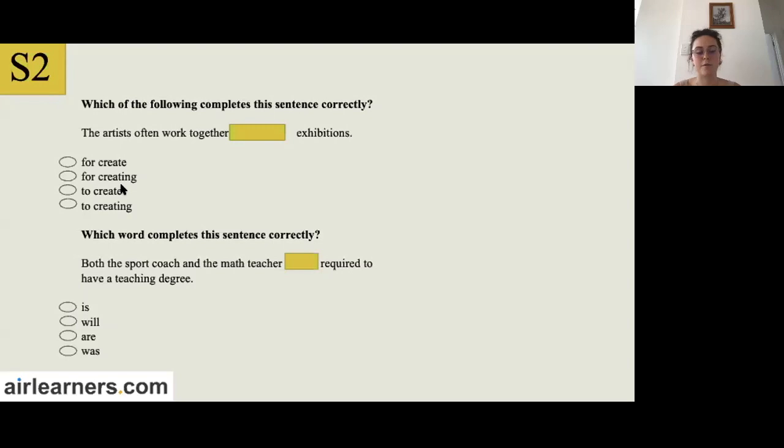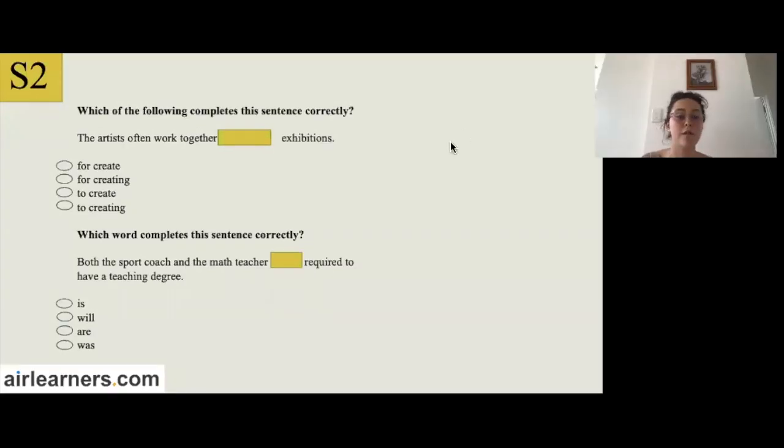Now I'd recommend you give the last one a go on your own using the same strategy. So which word completes this sentence correctly? Both the sport coach and the maths teacher, blank, required to have a teaching degree. So have a go at substituting those words in now, and then I'll flick over to the answers. So the artists often work together to create exhibitions, so we're right there. And in the second sentence, both the sports coach and the maths teacher are required to have a teaching degree.